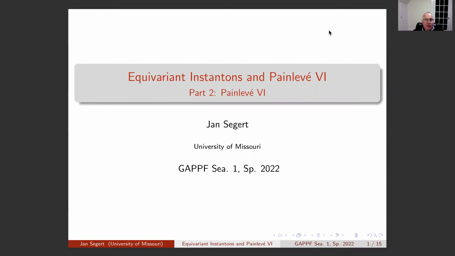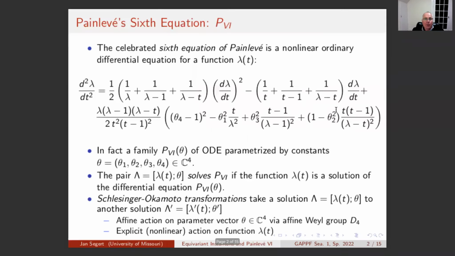Right, so this is the second and final part of the talk. So here we'll be talking about the Painlevé VI differential equation and how some solutions of it are related to these equivariant instantons. All right, so first of all, let's talk about what the Painlevé VI equation is.